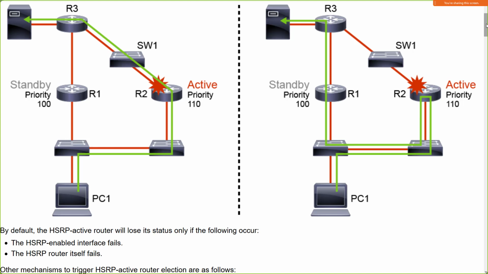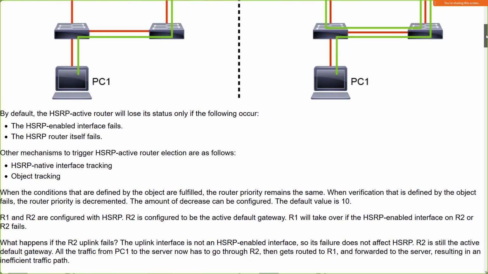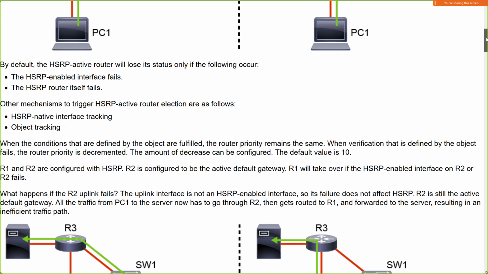All right. So how can we manage this process based on these changes that take place? Well, we can either do object tracking or we can just do native interface tracking. I prefer to use object tracking because it allows me to track the whole path rather than just the status of the interface that the router is connected to. So I prefer to verify the whole path.